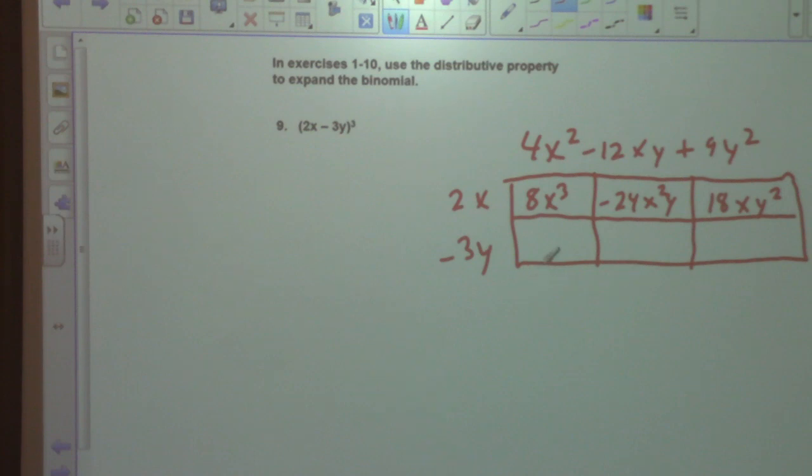Okay. And then for the bottom one, I had negative 12x squared y, then plus 36xy squared. Okay. And then negative 18y cubed. 27. Maybe should have said 27? Yeah, 3 cubed, that's right, 27, you're right. So minus 27.